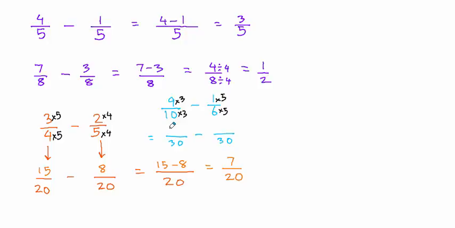9 times 3 is 27. So 9/10 is equivalent to 27/30. 1 times 5 is 5. So 1/6 is equivalent to 5/30. And if you subtract 27 minus 5 all over 30, that is equal to 22 over 30. Divide the numerator and the denominator with their GCF, which is 2, and then we have 11 on the top, 15 on the bottom. So this is the simplest form of the answer, 9/10 minus 1/6.